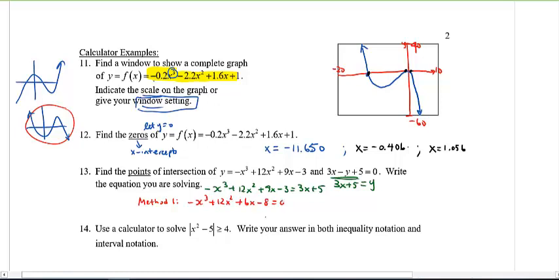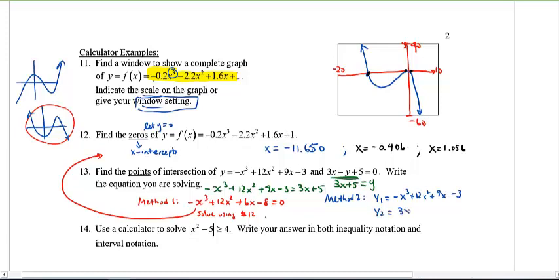And solve for 0. Solve using the same method as number 12. Now, if this is something you don't want to do and you want to try something different, then the different method would be to actually graph out both equations. So y1 as negative x cubed plus 12x squared plus 9x minus 3, and then y2 as 3x plus 5, and then your goal here is to find the intersection points.